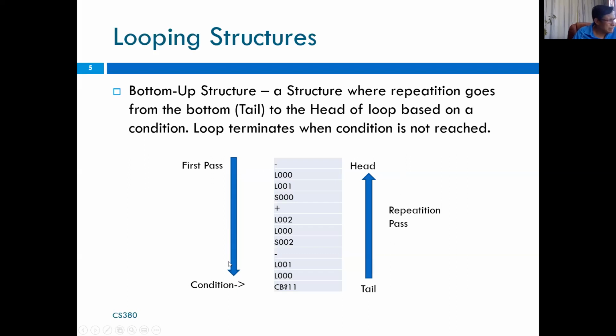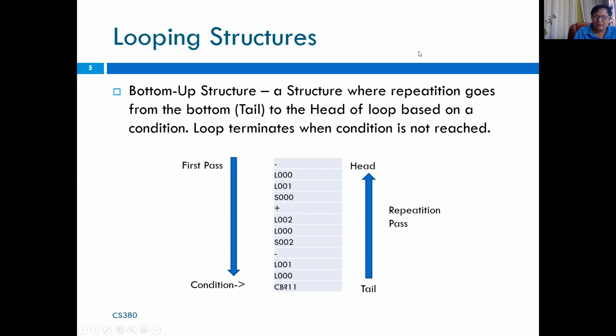So the first pass is the ordinary pass, and the next pass is a repetition pass. This will continue to repeat, going back to the head when the condition is reached. This will continue the repetition if the condition is satisfied. This is a bottom-up loop. Why? Because whether we are going to repeat or not depends on the bottom. It goes from bottom to up.